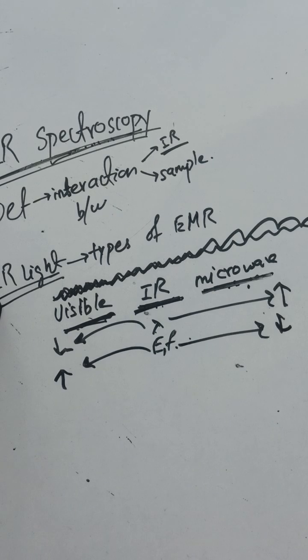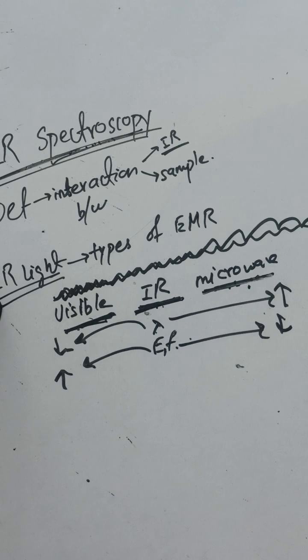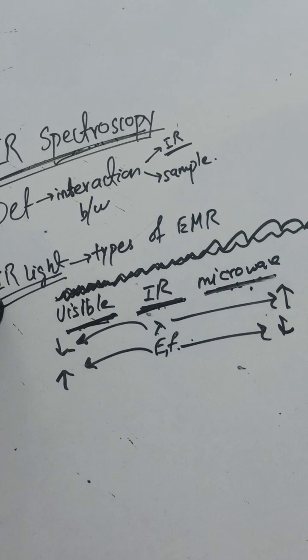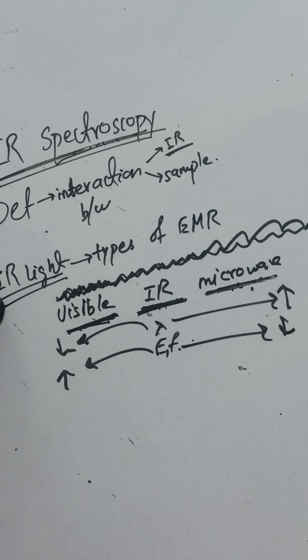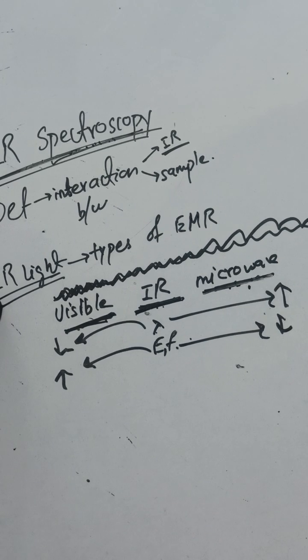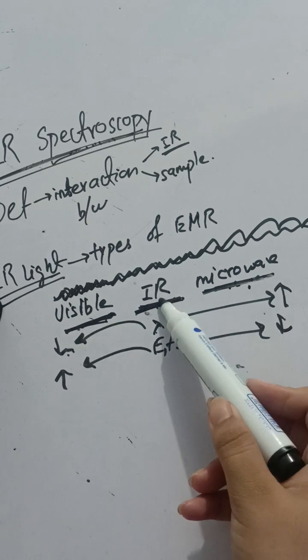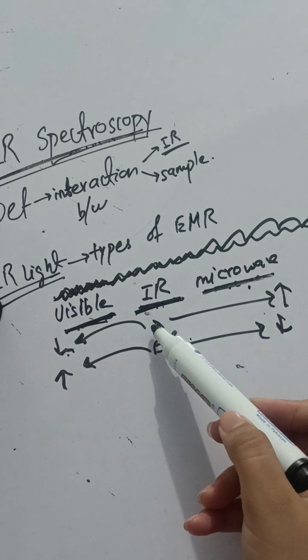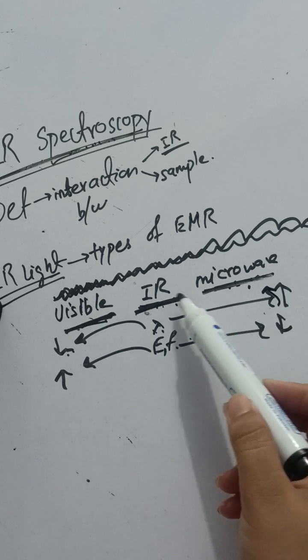Now there are some key points of infrared spectroscopy. The first key point is about the infrared radiation. It lies between the visible light and the microwave. Second, the wavelength is longer than the visible light. Visible light wavelength is low, IR wavelength is high, and microwave is higher than the IR radiation.